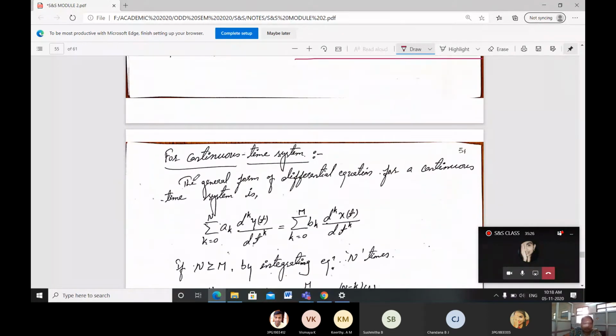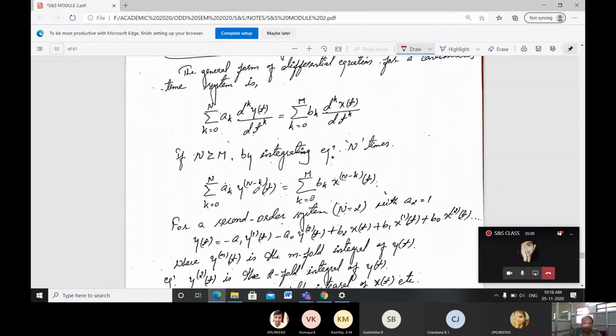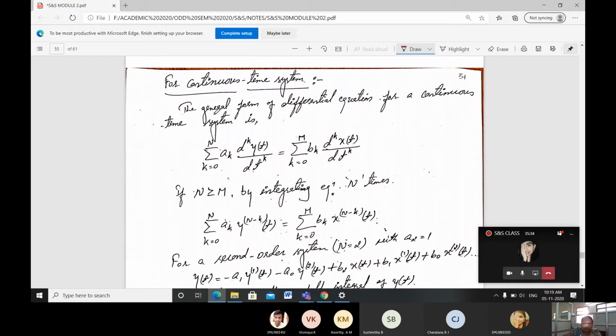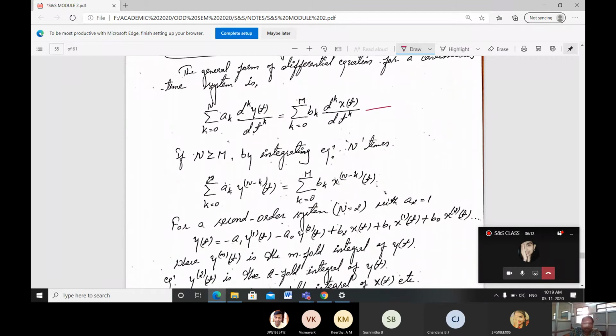This is the equation. Then for a continuous time system, the general form of a differential equation is going to be taken as summation k is equal to 0 to n of ak d^k y of t divided by dt^k, that is equal to summation k is equal to 0 to m of bk d^k x of t divided by dt^k, if n is greater than or equal to m. By integrating the equation n times, if I do, I'll be getting summation k is equal to 0 to n of ak y power n minus k of t, that is equal to summation k is equal to 0 to m of bk x power n minus k of t.